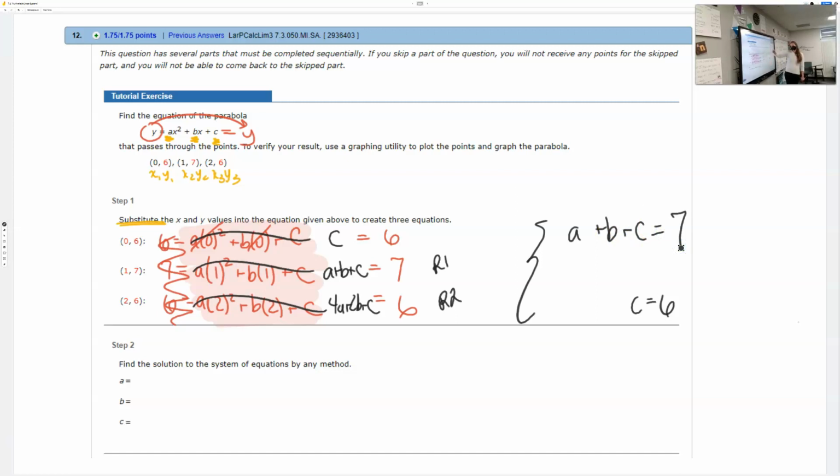We could do elimination, right? Yeah, we could cancel out the A's. I would do -4 row 1 plus row 2, and go very carefully: -4A, -4B, -4C equals -28. Don't forget to go all the way, it's so easy to forget that number. And then 4A plus 2B plus C equals 6.